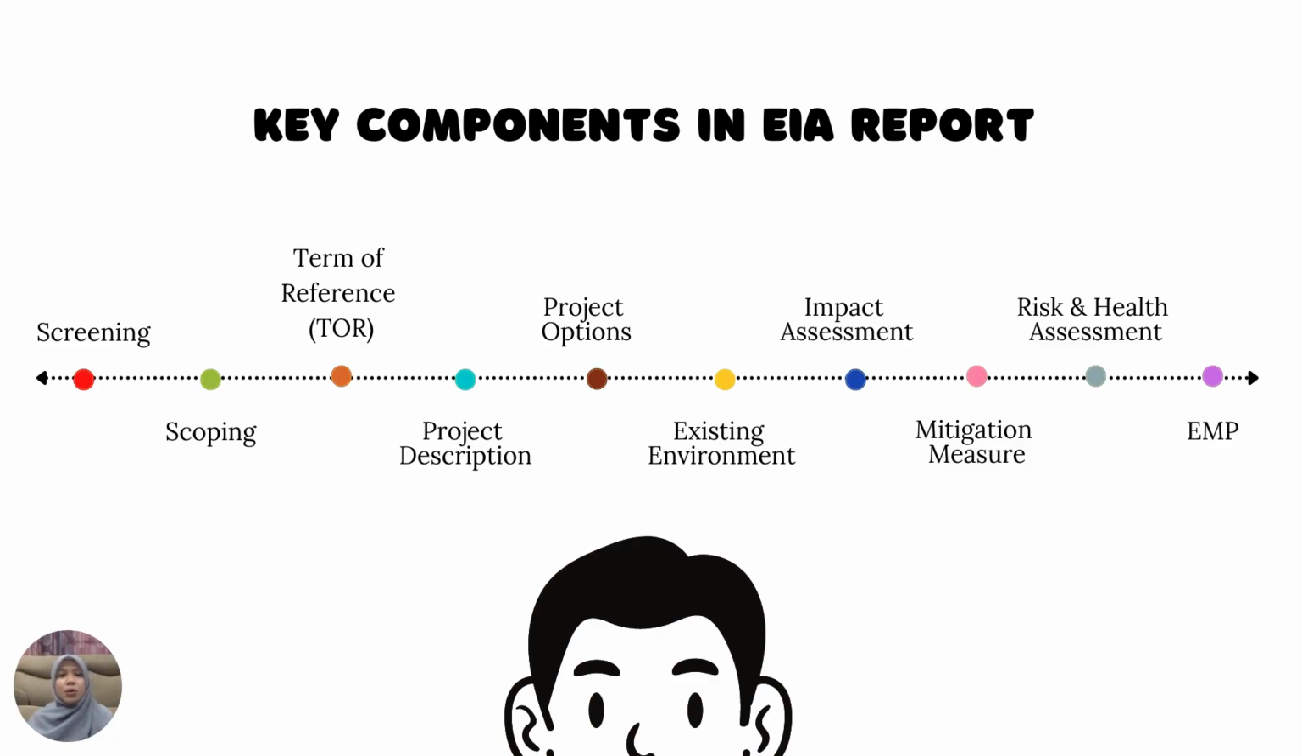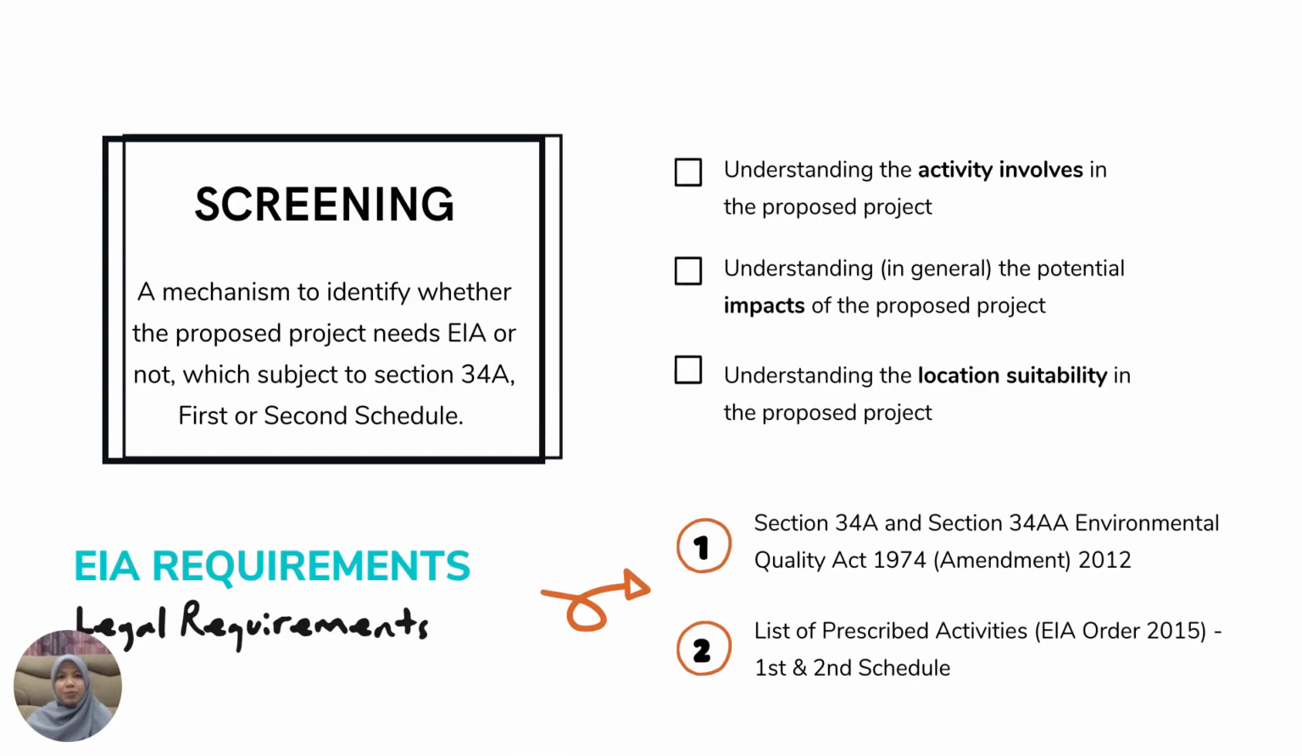So there are a few key components in the EIA report. The first one is the screening, scoping, terms of reference or TOR, project description, project options, existing environment, impact assessment, mitigation measures, risk and health assessment, as well as the environmental management plan, or we call it EMP.